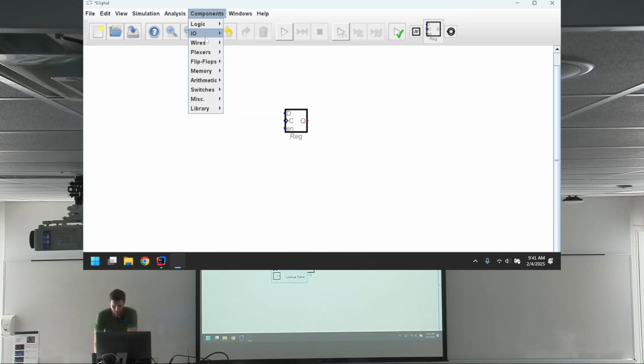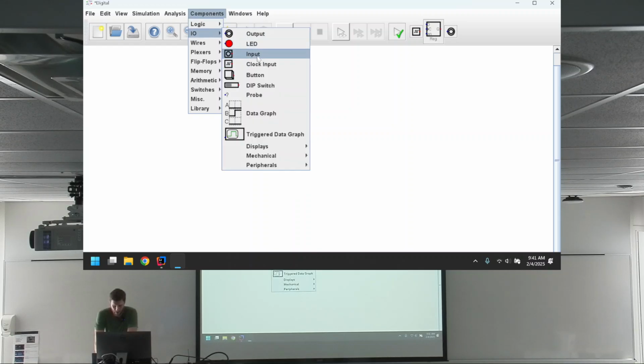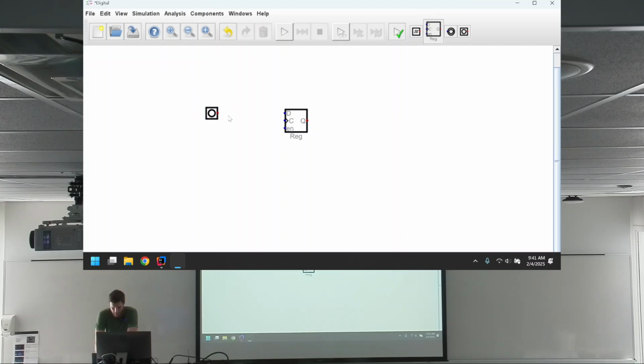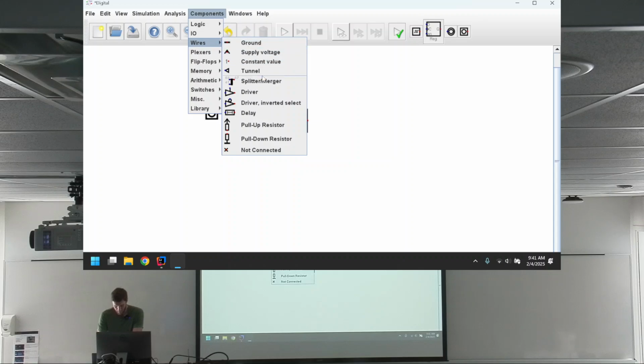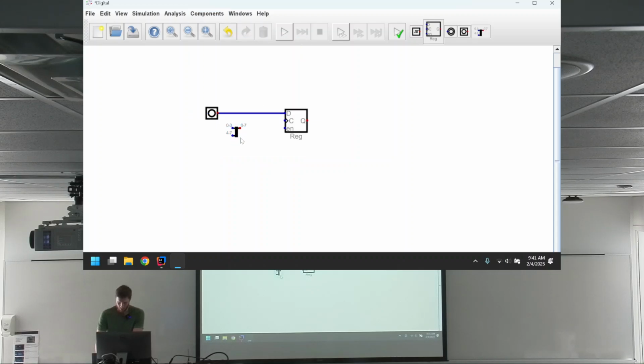If you're wondering, how do I have an 8-bit input here? Because this is a 1-bit input. How do I do that? Well, there's a couple of options. You could do it with a splitter merger, where we can have 8 of these merge into one 8-signal line.